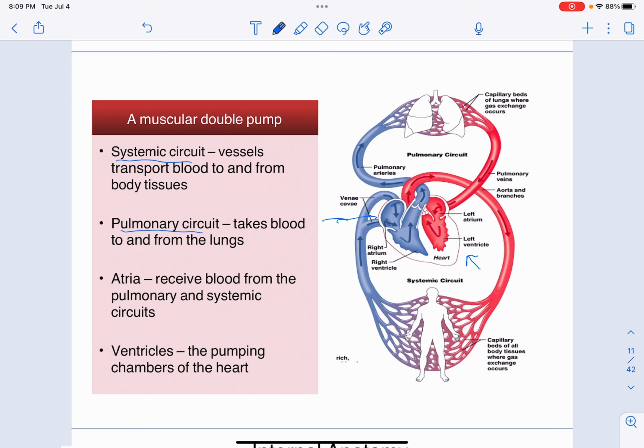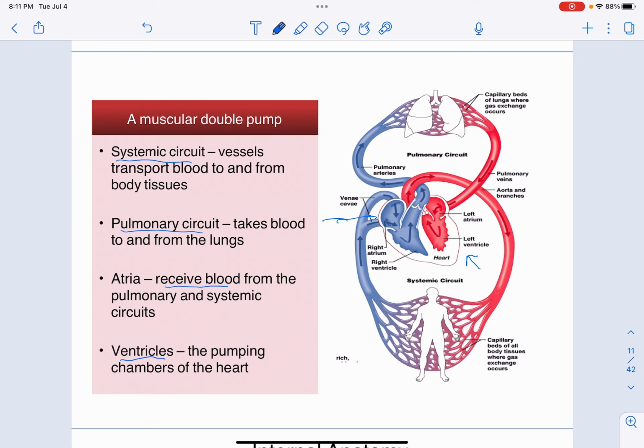Now, I already mentioned that the atria were the two top chambers. They are the two smaller chambers. They are going to be receiving blood from both the pulmonary and systemic circuits. And then the ventricles, the two lower chambers, are the ones that are going to be pumping the blood. Let me give you a brief overview of how the blood is going to be pumping. I've got more pictures and more time to show you this, but let me just do a brief rundown.